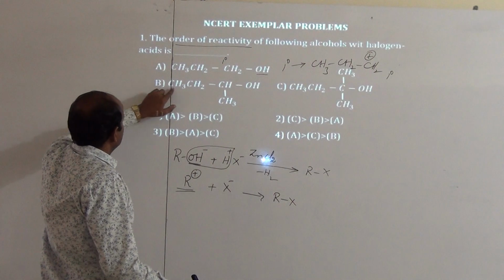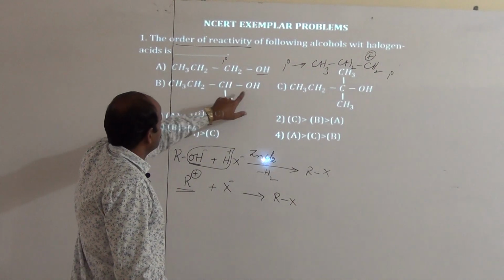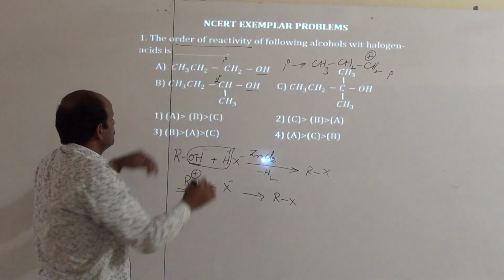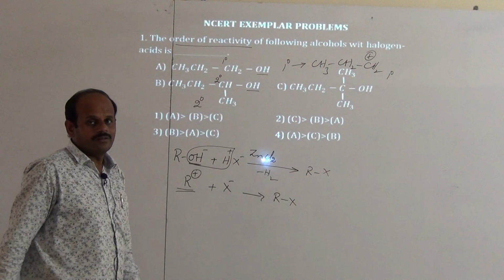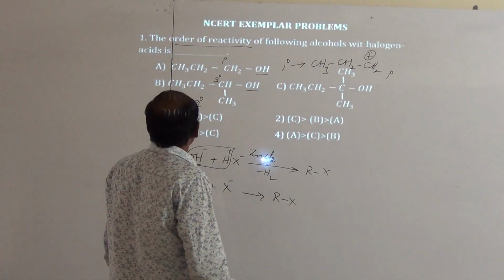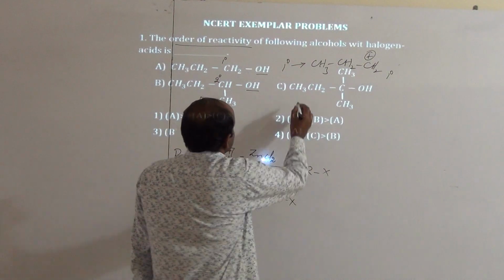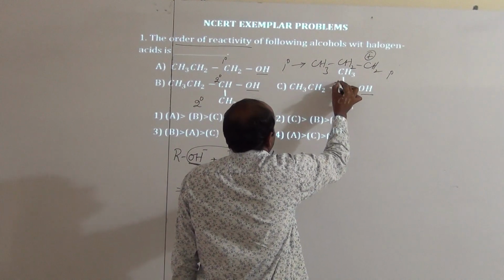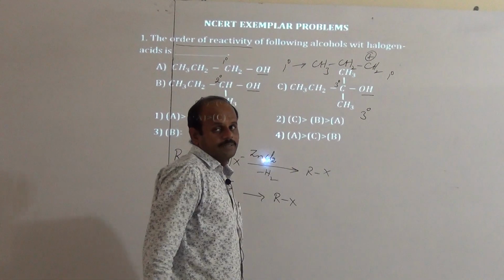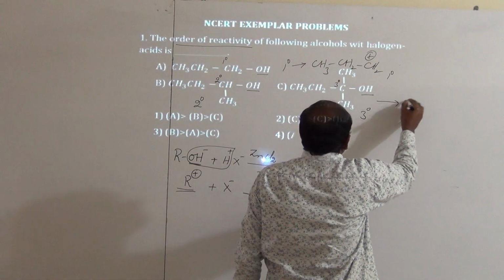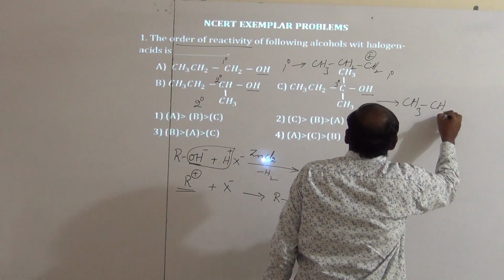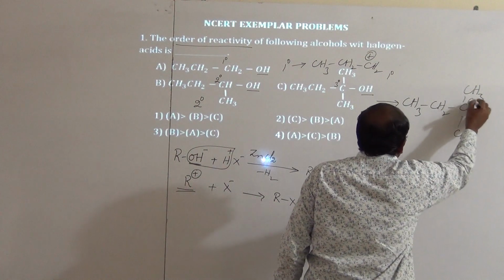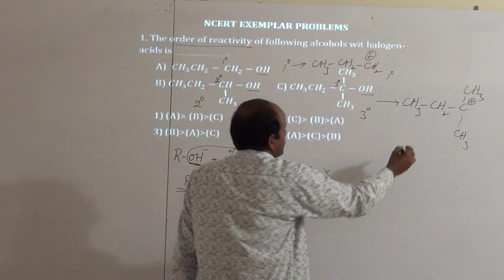Next, the second option here, CH3 CH2 CH CH3 OH. This OH is attached to a secondary carbon atom. Thus this alcohol is considered a secondary alcohol. And the next one is CH3 CH2 C CH3 CH3 OH. This OH is attached to a tertiary carbon, hence it is considered a tertiary alcohol. After removal of OH, it can form the tertiary carbocation CH3 CH2 C CH3 CH3, with plus here. Thus it is the tertiary carbocation.